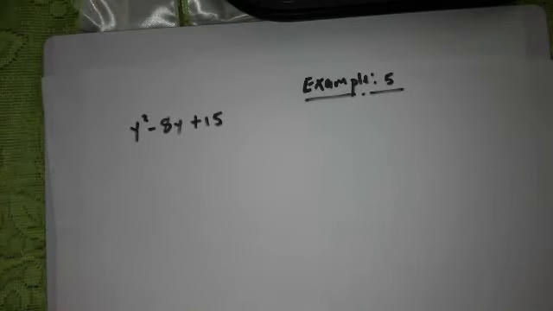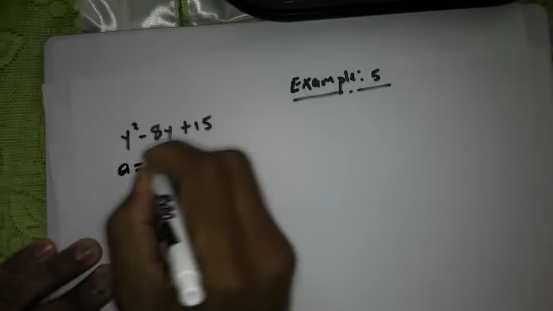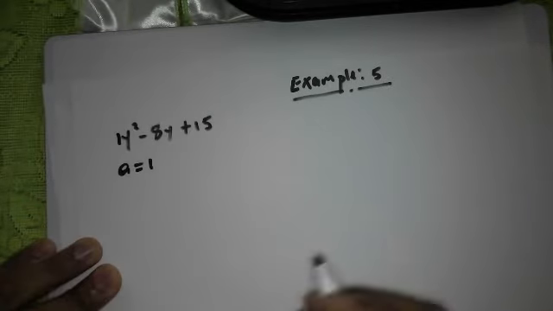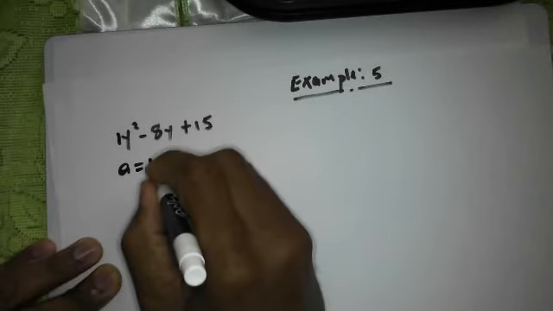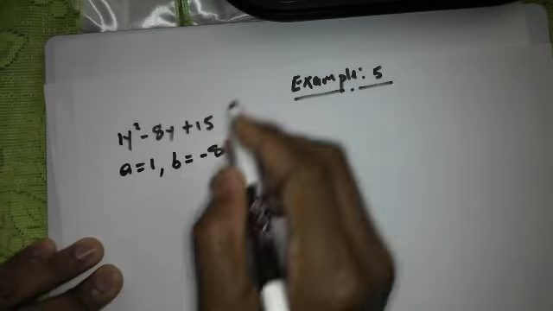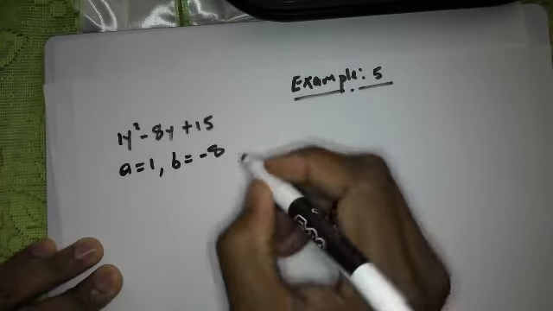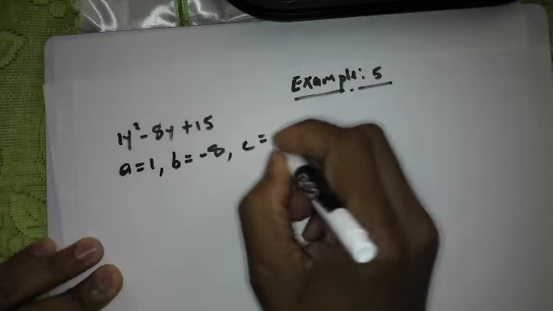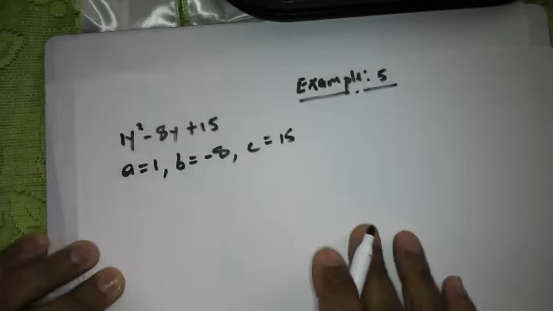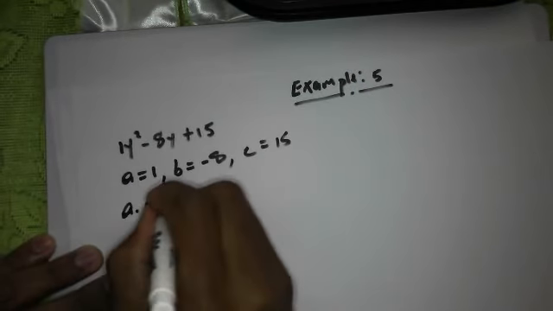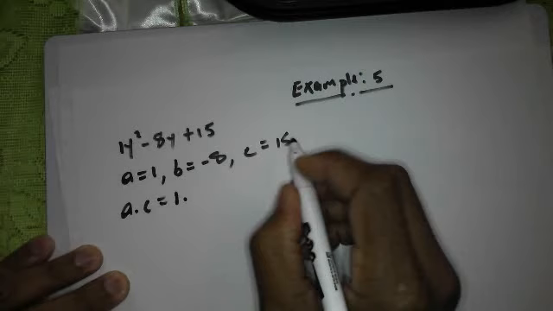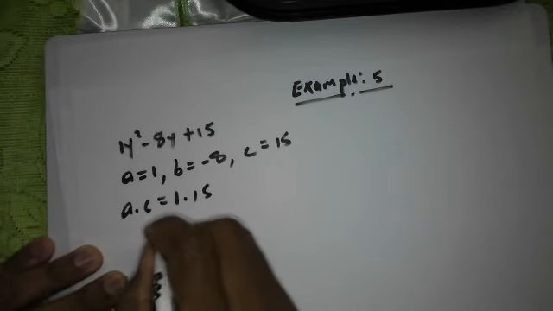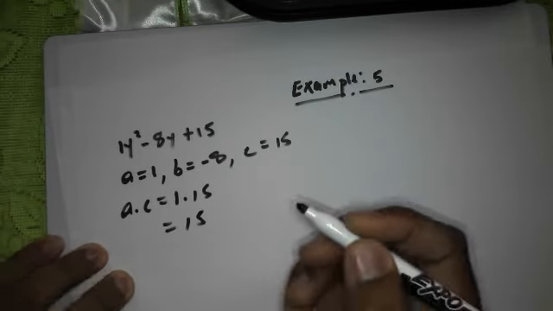My next example. Now, this one, I also want you to take some notes for this, but let's get into it. My a value here is 1, because this is 1y squared. My b value is negative 8, that's the coefficient of my middle term there. And c is 15, which is my constant there. Okay, so AC would be 1 times 15, and 1 times 15, that is 15.